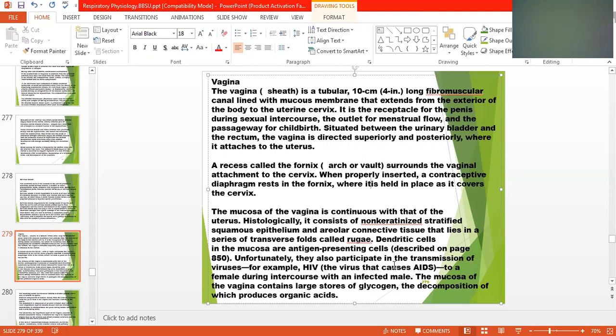Unfortunately, they also participate in the transmission of viruses, for example the HIV virus, the virus that causes AIDS, to a female during intercourse with an infected male. The mucosa of the vagina contains large stores of glycogen, the decomposition of which produces organic acid.